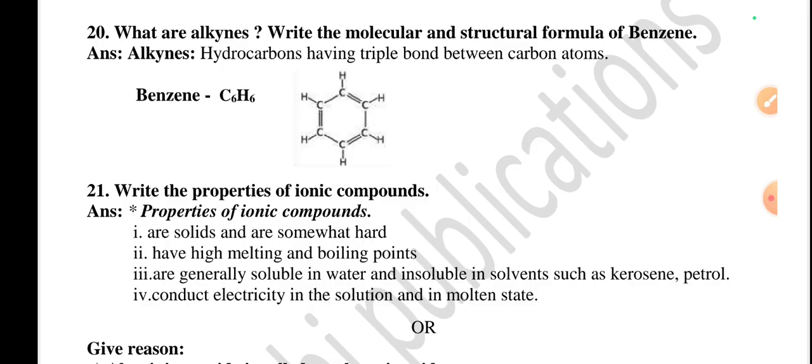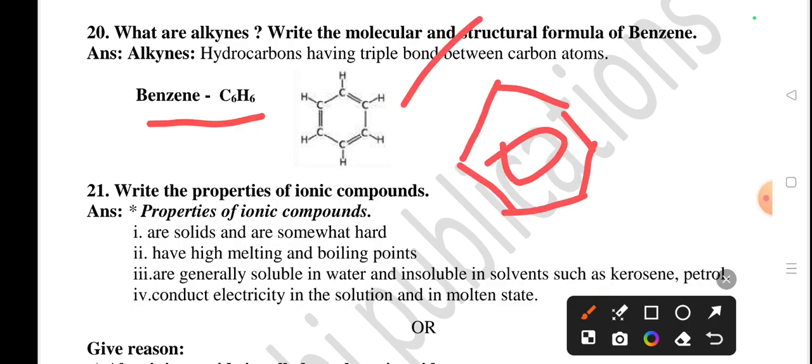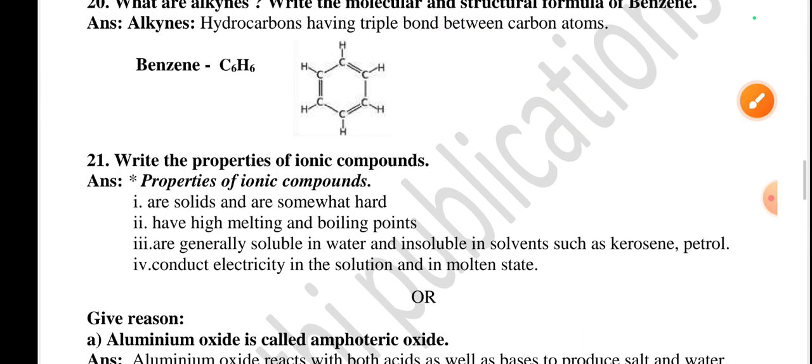Then they asked the molecular and structural formula of benzene. Molecular formula is C6H6, and the structural formula we can write like this. 6 carbon atoms are arranged in a hexagonal shape. Each carbon gets one hydrogen atom, and alternately we keep double bonds to maintain tetravalency.